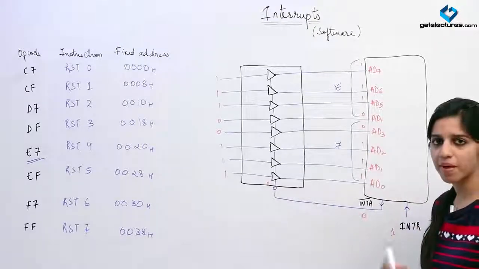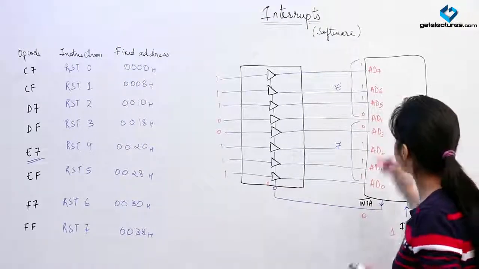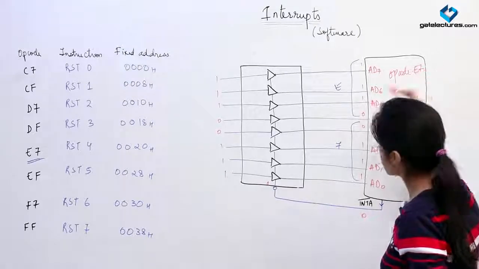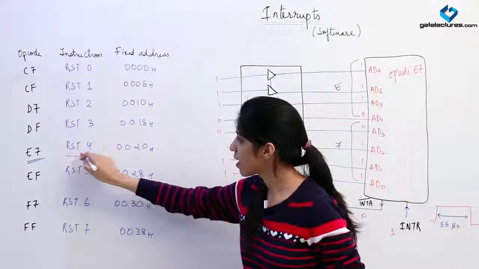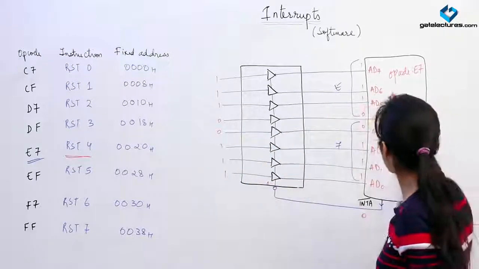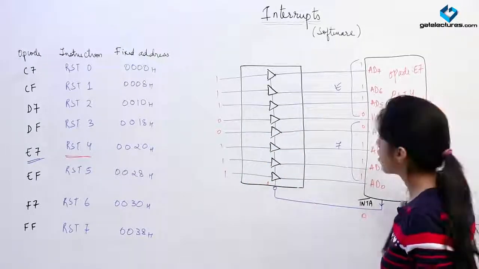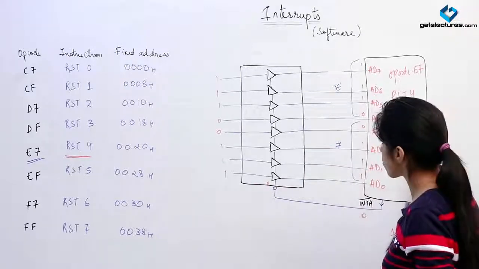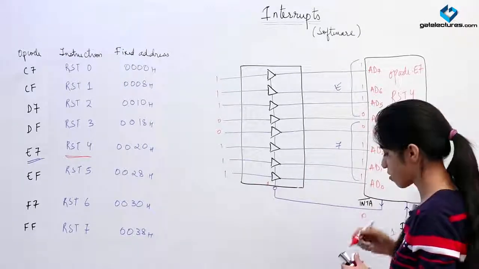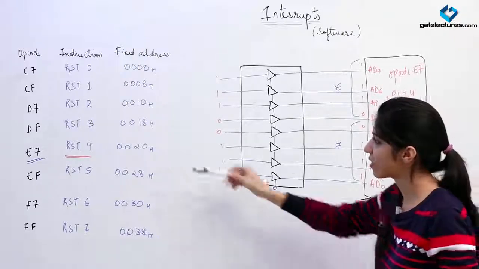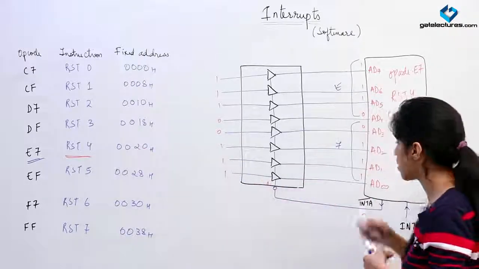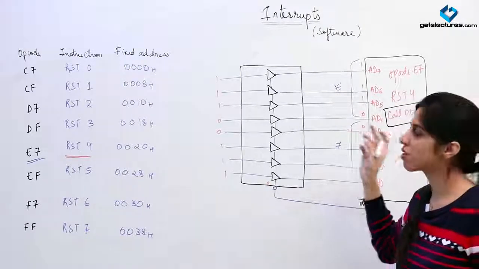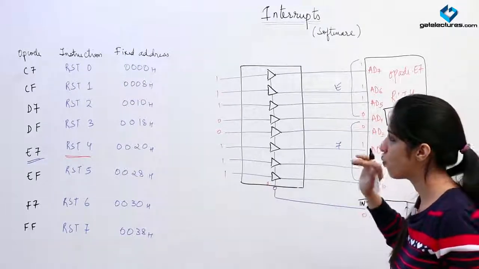internally in the microprocessor, what is going to take place? The opcode that we have got is E7. So that means RST4 has come. So what happens internally? Call 0020 is going to take place, since the address for this interrupt is 0020. This is how software interrupts are going to work.